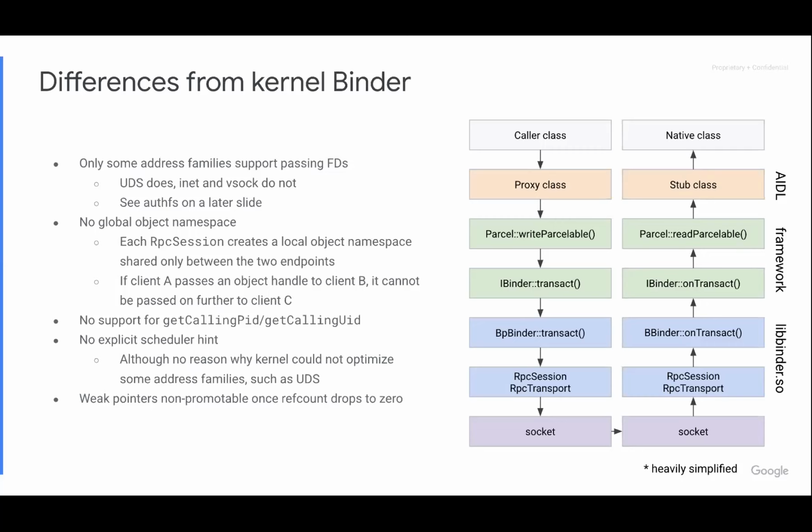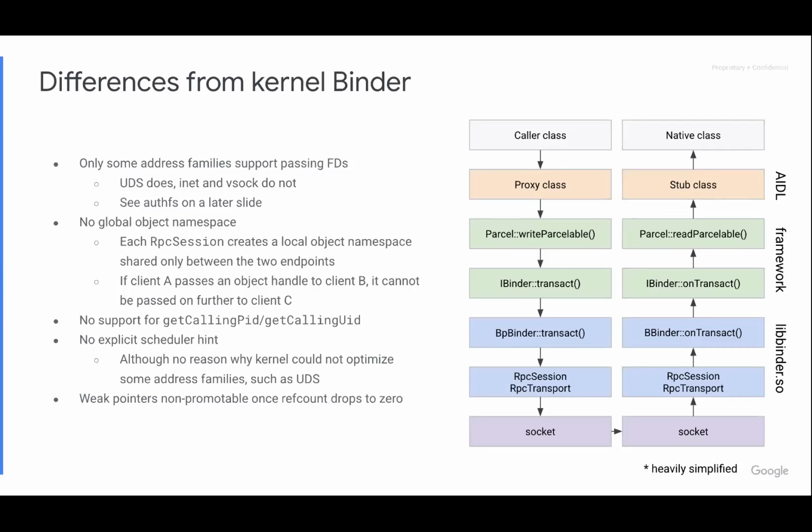You also can't use the get calling PID and get calling UID functions, because that depends on the kernel telling you who's on the other side of your binder connection. That's not possible with sockets. And finally, you don't get the explicit scheduler hint. There's no reason why kernels couldn't optimize something like sending a message over UDS and giving a scheduler hint that way. But RPC Binder, because it's only in user space, doesn't have an option of doing that itself.